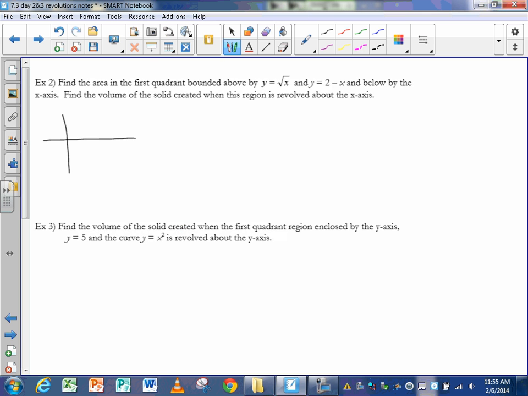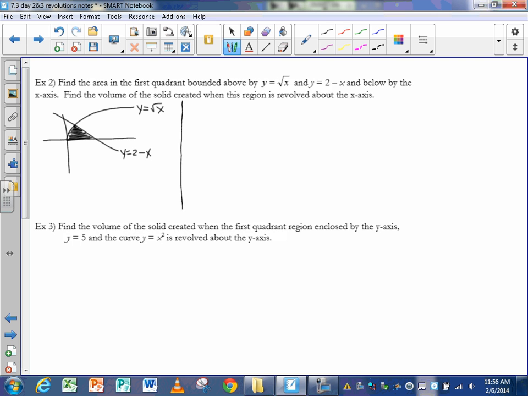So if I have the square root of x and y equals 2 minus x, and I want the area in the first quadrant bound above by the radical and that, and below by the x-axis. So it tells me that both of those are above and the x-axis is below. The only thing that is enclosing that, which includes the x-axis, would be this shaded region right here. So if I want that area, I need two integrals. And for the volume, I'm actually also going to use two integrals.